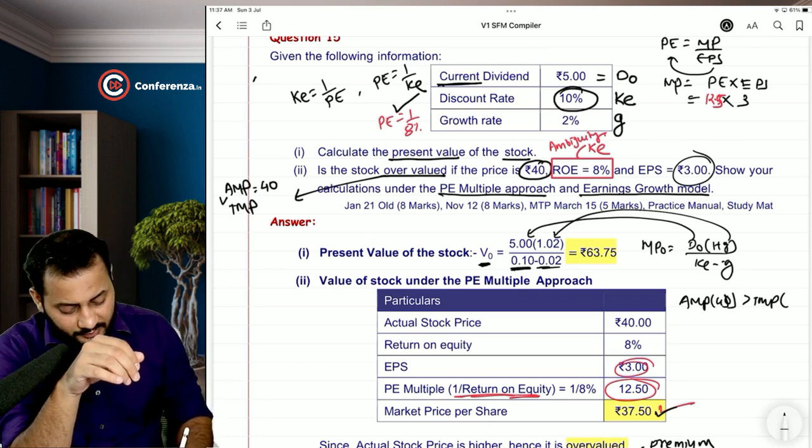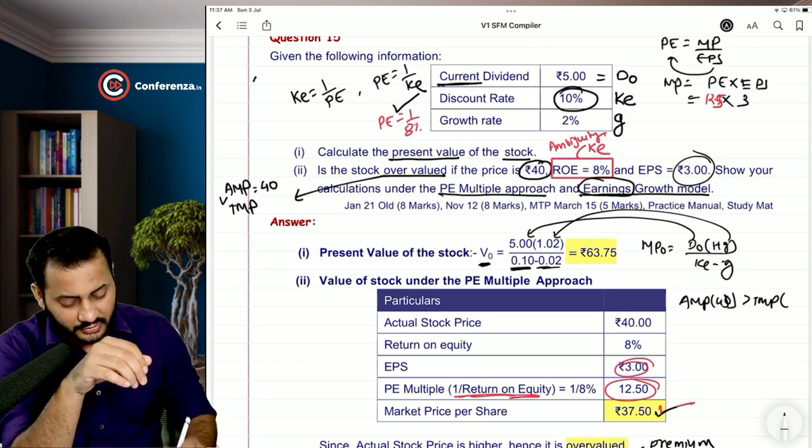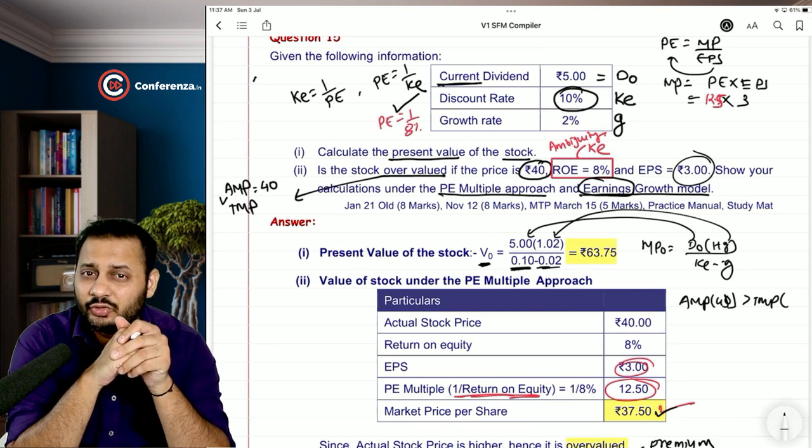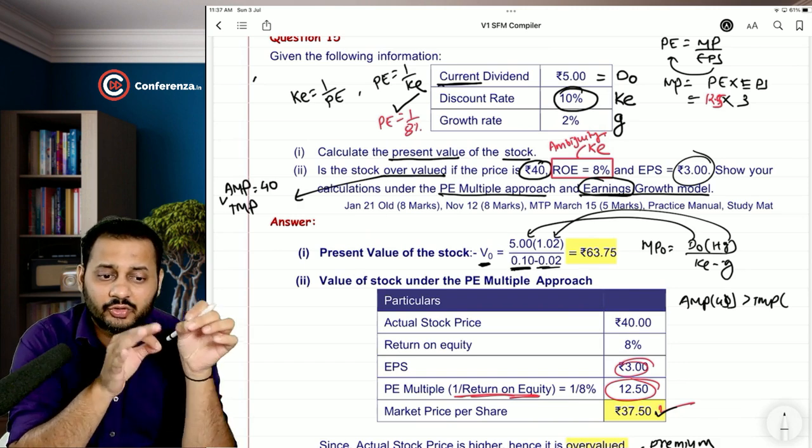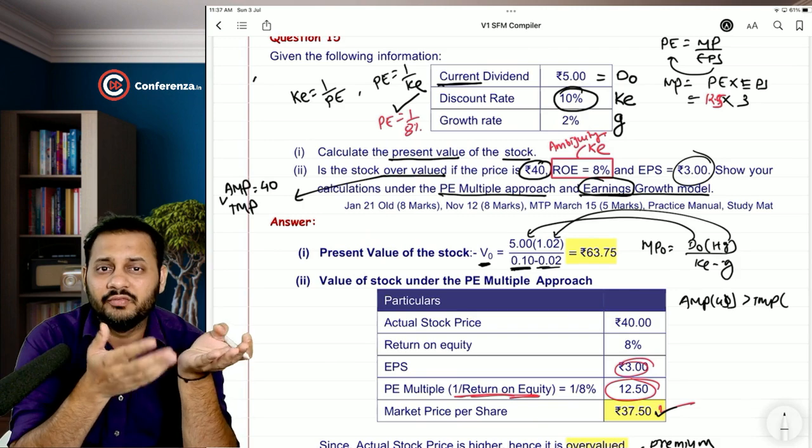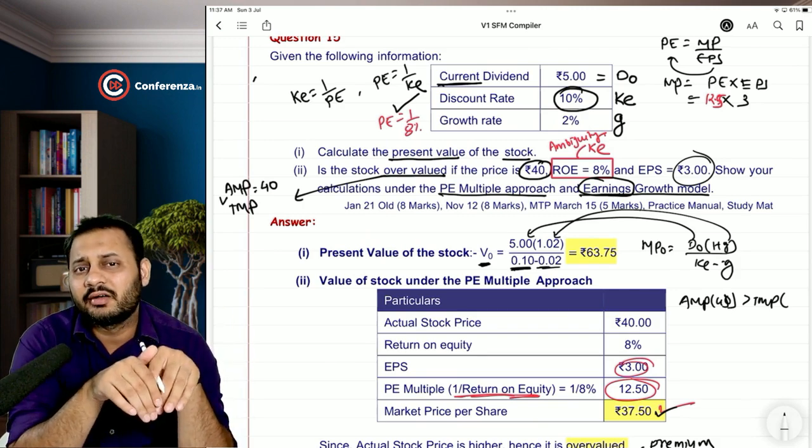Then comes the second part, which says the earnings growth model. Now this is different from the dividend growth model, because in the dividend growth model we used to grow the dividends, but what will happen in the earnings growth model?